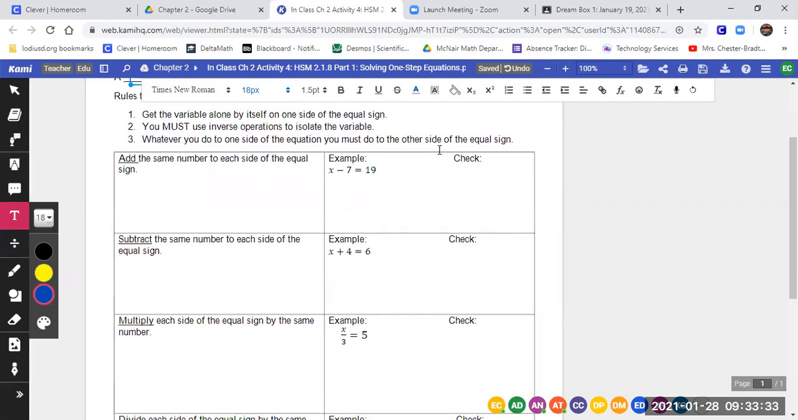Okay, so when we go to solve it, what we have to do is get the variable alone. That means by itself on one side of the equal sign. Okay. To do that, we have to do the opposite operation from what's already there. Okay.